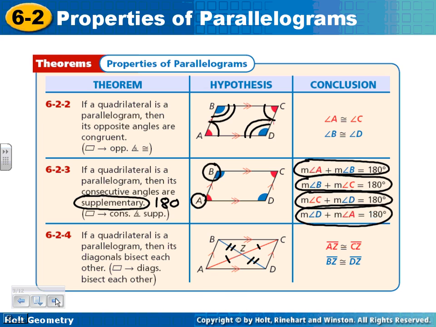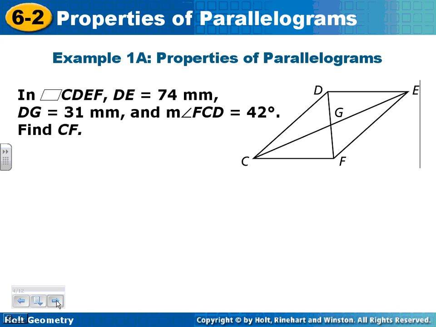With that said, let's work out a problem here. This one reads, in parallelogram CDEF, DE is 74. Let's fill that in. DE is 74. Let's label this. DG, 31. 31 is right there. And the measure of angle FCD, so this angle right here, is 42 degrees. Find the measure of CF. In other words, from C to F.